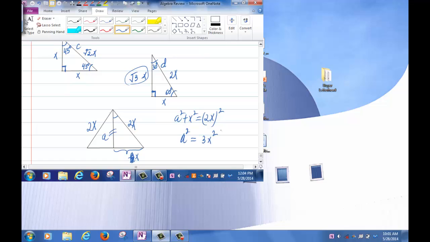And then a would be what? A would be root 3x, right? So that's how I came up with that root 3x. Is everybody okay with that?